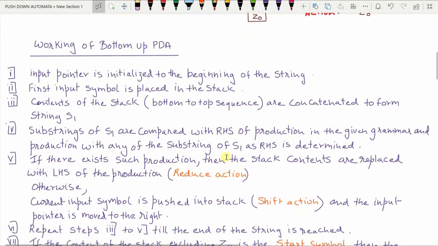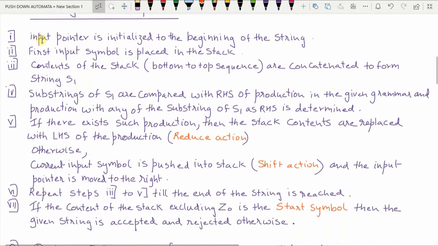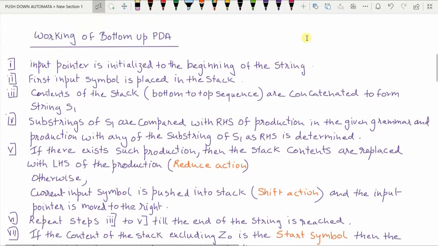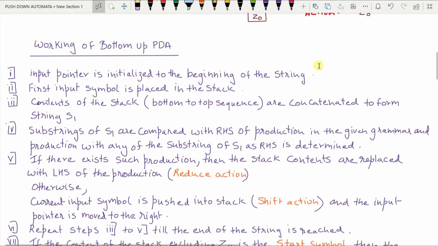Now, working of bottom up PDA. This is the standard procedure of how a bottom up PDA, once it is already designed, works and how it validates the given string. I will first do this and then we will construct the corresponding bottom up PDA. Remember, initially the input pointer is initialized to the beginning of the string. Since the string is given to us for validation, the read pointer will be pointing to the first symbol of that input string.